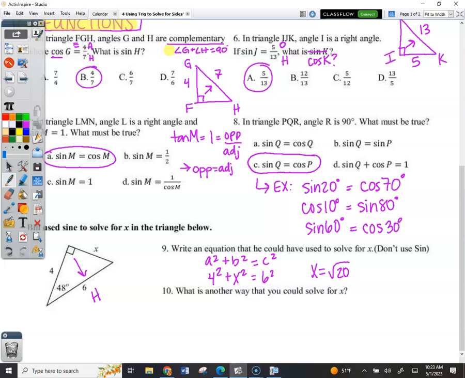All right, come down here. What's another way you could solve for x? You could use tangent. We're not actually solving it, we're just going to set it up. If we use tan, what would our ratio be? What's another way we could solve it? If we use sine, what's our trig ratio? X over 6. What's another way? If we use cosine, what's our trig ratio?